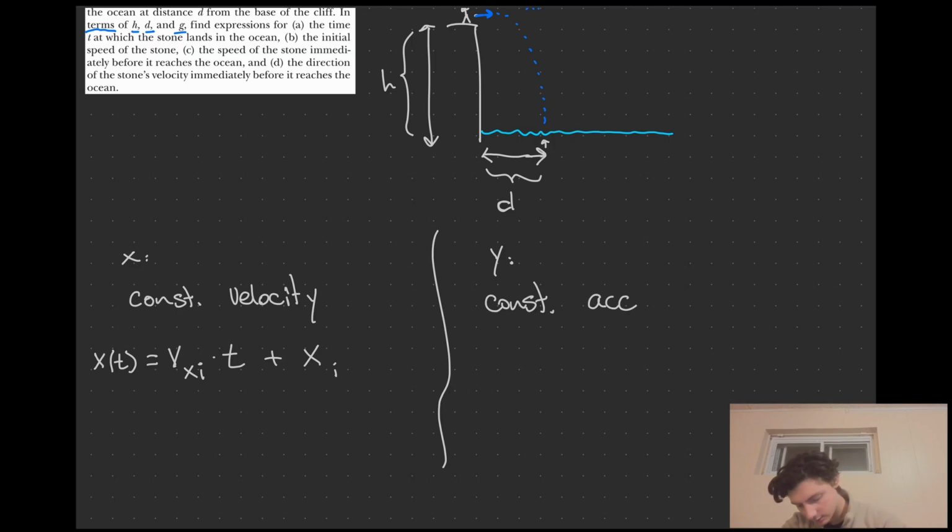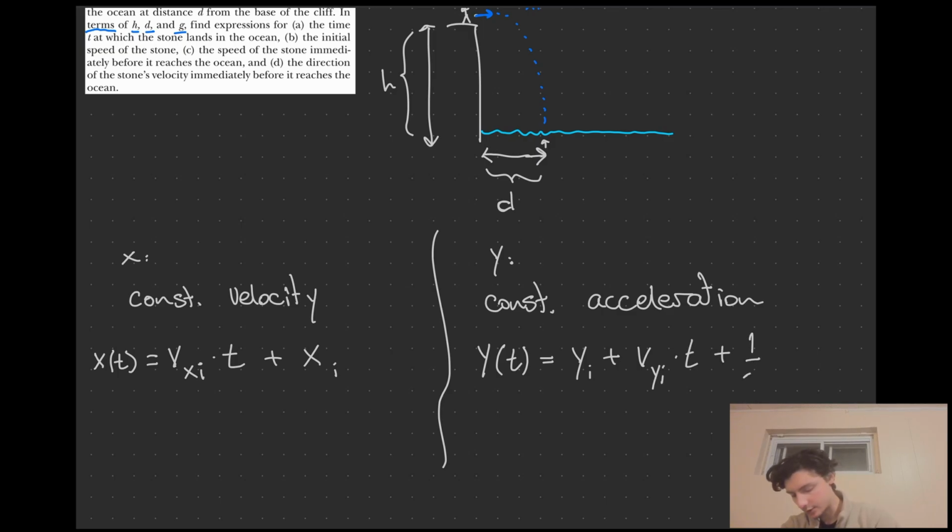Constant acceleration. The equation for constant acceleration, the position as a function of time, and notice now we're talking about the y, so I'm just using the letter y. Before we were talking about x, so I used the letter x, and here I use the initial x. Here we have kind of the same thing at the start, the initial position, and the initial velocity in the y direction times time, but we also have this acceleration term.